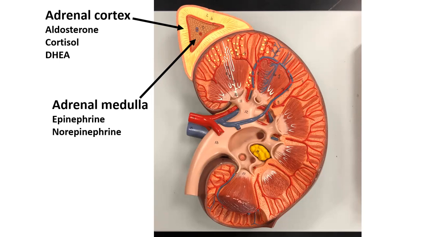Epinephrine, norepinephrine specifically targets the iris. We have a dilated pupil during the fight or flight response. And epinephrine, norepinephrine also targets the bronchioles in our lungs. Bronchioles will dilate to allow more air into our alveoli. So those are probably the most significant specific targets for epinephrine, norepinephrine.